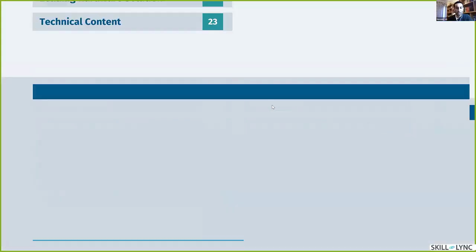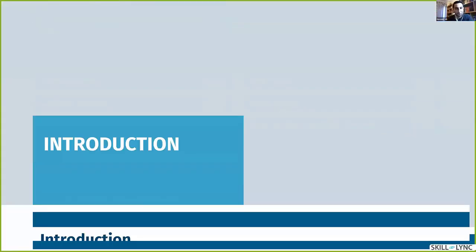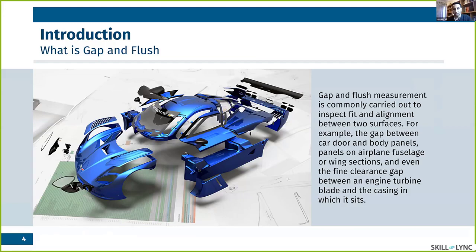So let's have the introduction. What is gap and flushness? Basically, gap and flushness measurement is commonly carried out to inspect fit and alignment between two surfaces. For example, the gap between a car door and body panel, or body panels on an airplane fuselage or wing sections, and even the fine clearance gap between an engine turbine blade and the casing in which it sits.